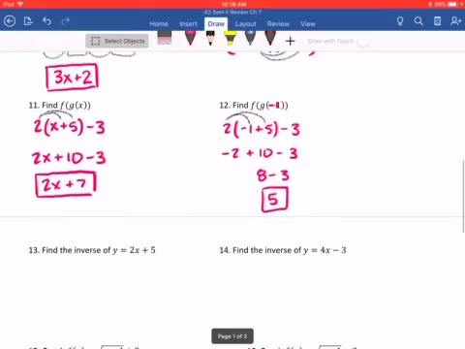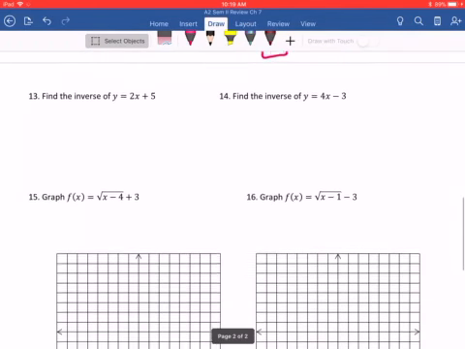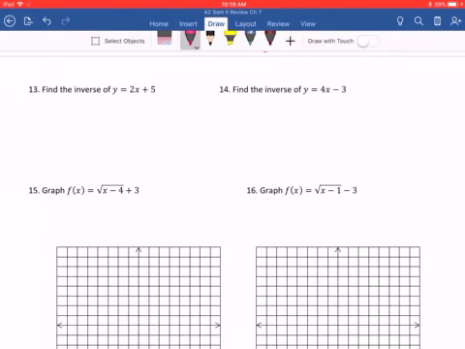All right, let's move on to finding inverse functions. So the first step to find an inverse is to simply switch your x and y variables, and then the next few steps are just trying to get y by itself. So first, let's subtract 5 from both sides. These cancel. We end up with x minus 5 equals 2y.